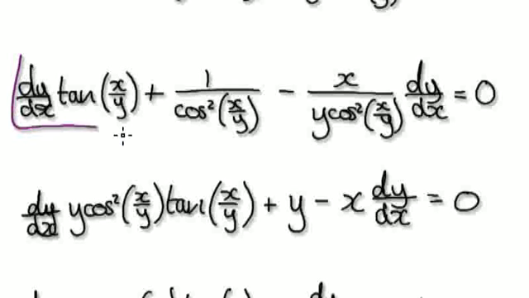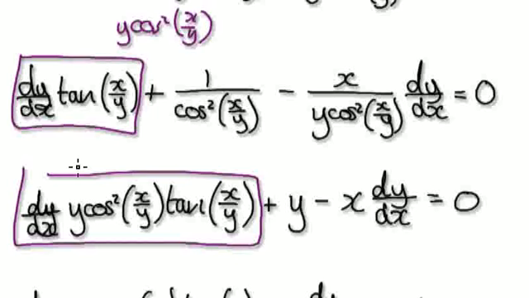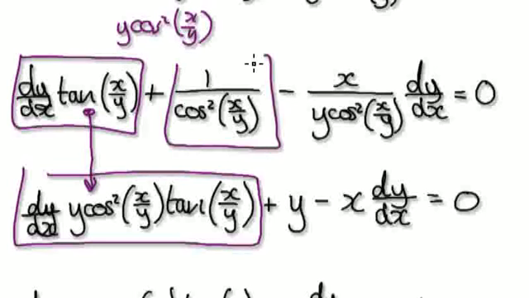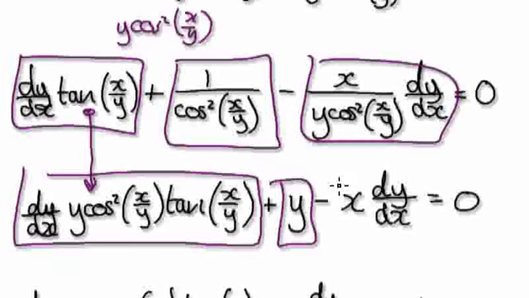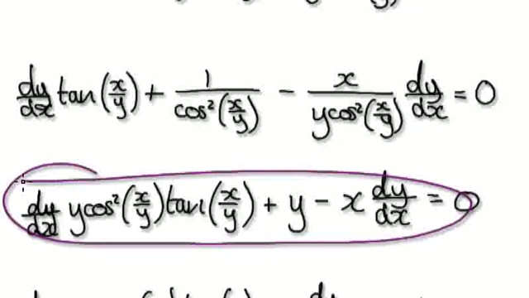Okay, so when you multiply this by this block here, which is cos squared x over y, that will then give you this thing here. So this block here is this thing here, and then this here will just become y, and then this thing here will become this thing here. Okay, so here multiply everything by this block here. That would then take you to this stage here.